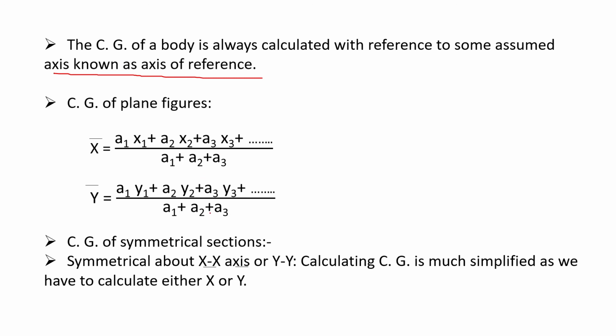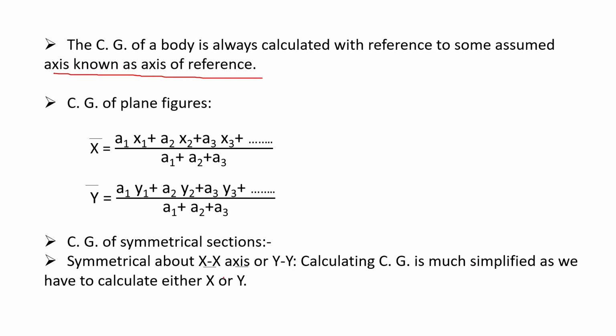Now, this becomes interesting when we get a symmetrical section. We often observe in real life, dear students, different sections like I sections and T sections, which are symmetrical sections. When these are symmetrical about the x-x axis or y-y axis, the calculation of the CG becomes very simplified. How it becomes simplified, we will see in the couple of problems coming next.